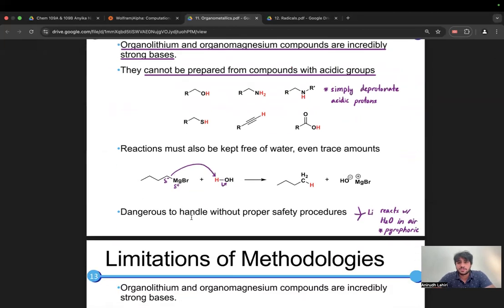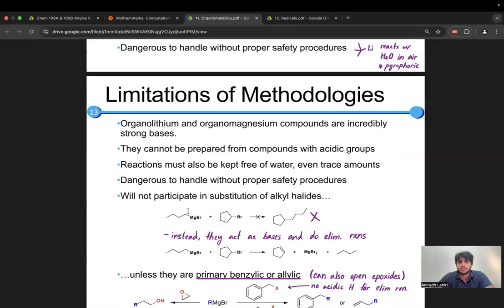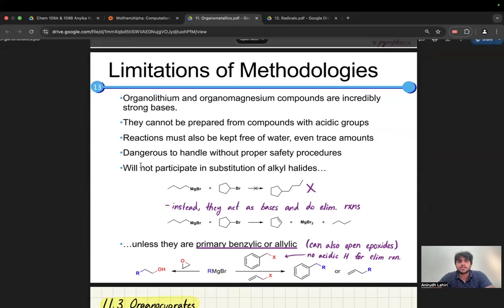And safety procedures: alkyl lithiums react with H2O and air, they're pyrophoric, they're just really bad. Okay, they're just dangerous.